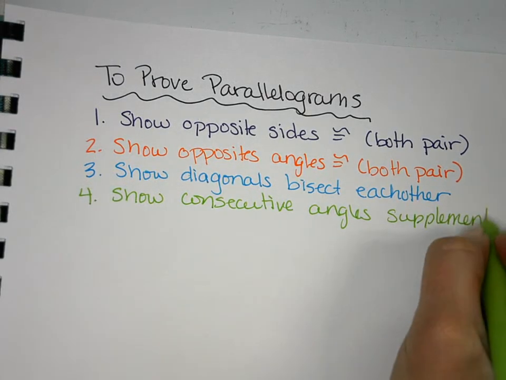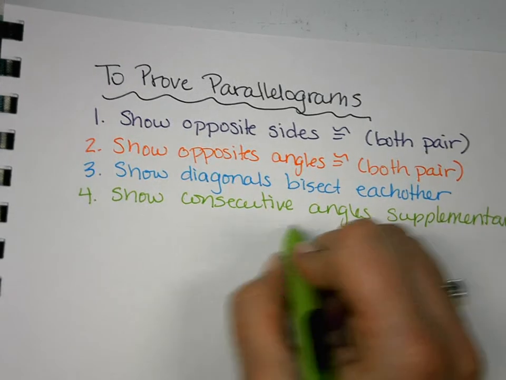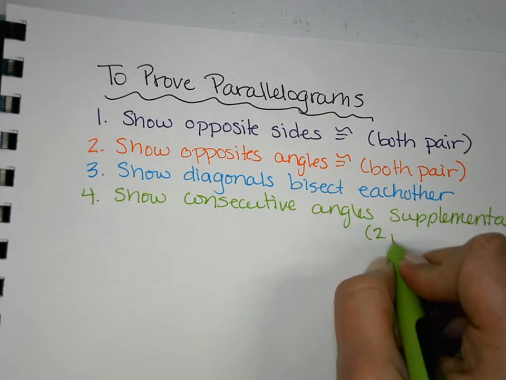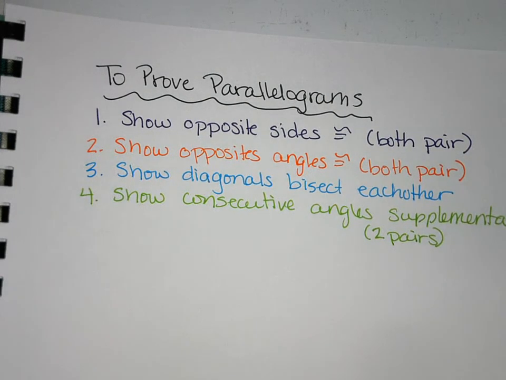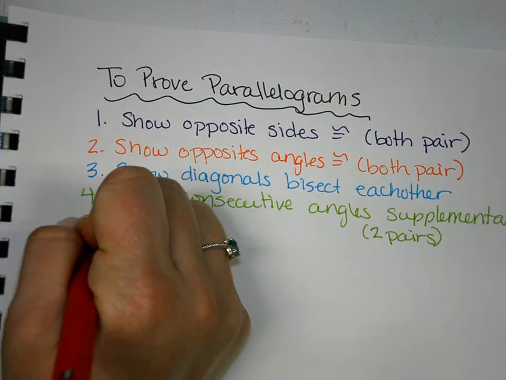And again, you have to show 2 pairs. Okay, so those are just your properties. If you can show that one of your properties is true, you can say it's a parallelogram. Okay, there is a 5th one that you can also use.